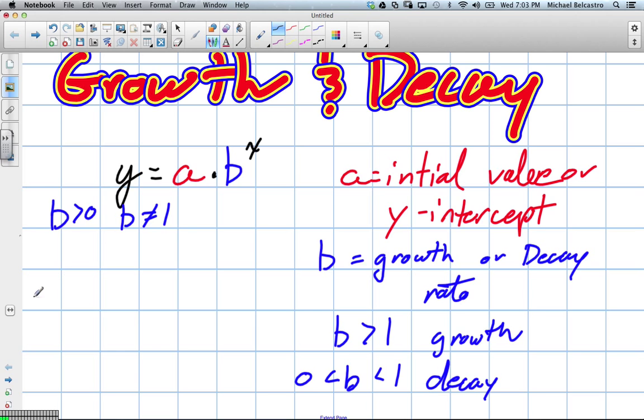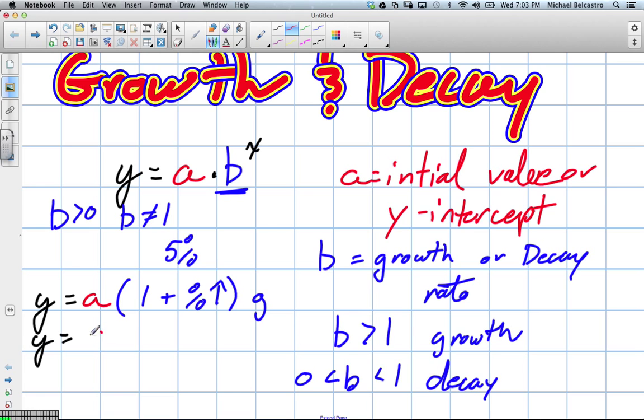And the way we'd set a question like that up is we'd have y is equal to wherever we start with. So, maybe we have a population of 1,000 people. So here's our a. And it's saying it's growing by 5%. Well, we have to turn the percent into a decimal. Because what we're going to do is break this b up into 1 plus the percentage increase for growth, or 1 minus the percentage decrease for decay.